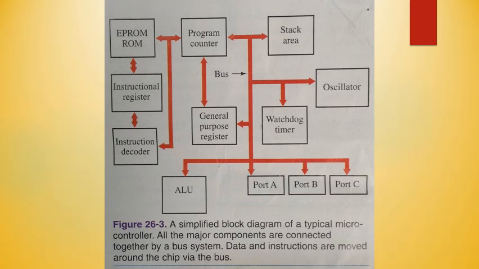Moving on to 26.2, microcontroller components. The microcontroller consists of thousands of digital circuits. These digital circuits are combined into areas that provide specific functions. The simplified block diagram illustrates how the major sections inside of the microcontroller work together to process the program instructions.